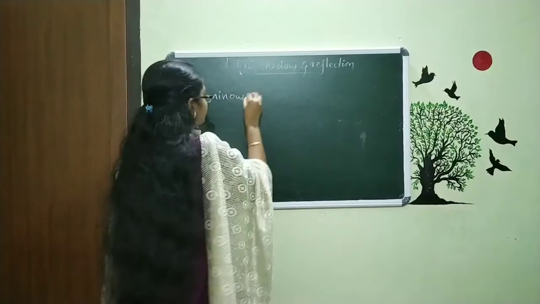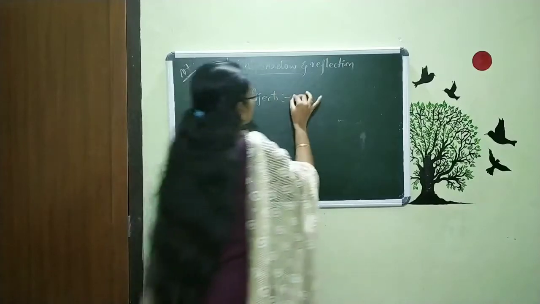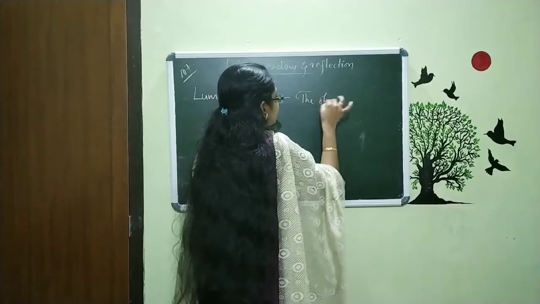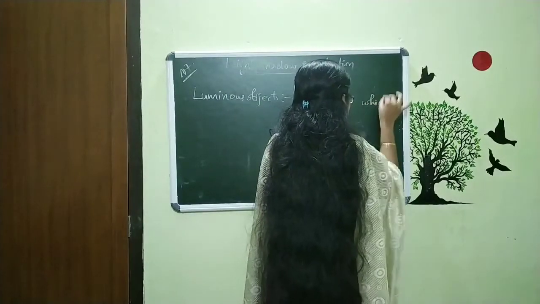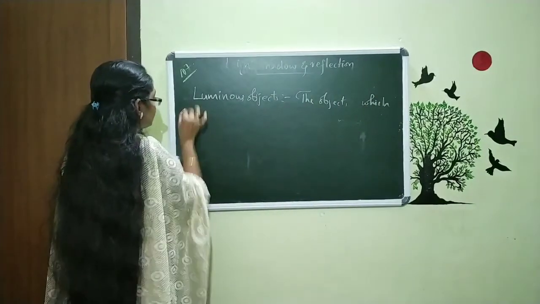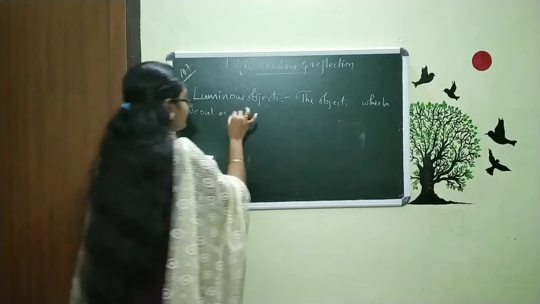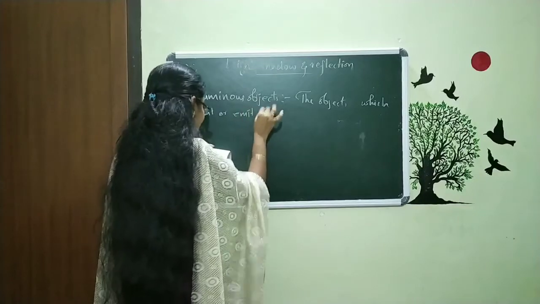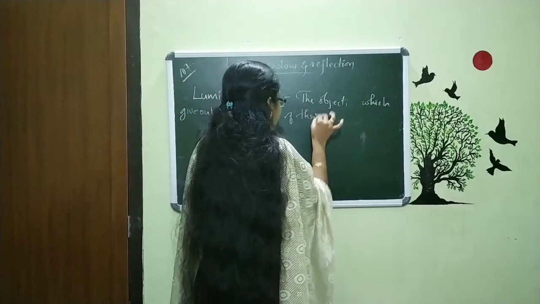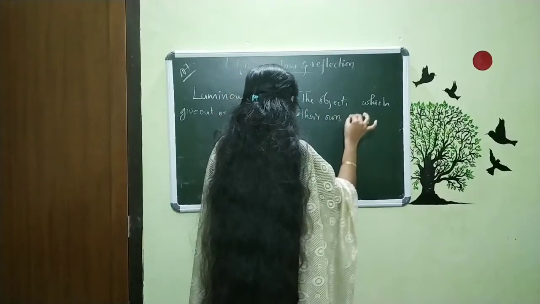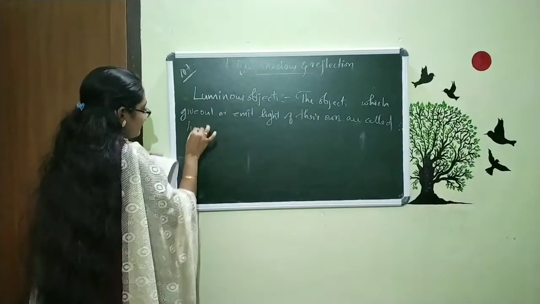Luminous objects. The objects which give out or emit light of their own are called luminous objects.